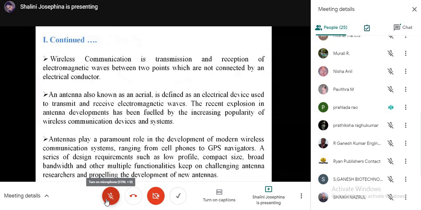You might have seen various types of antennas like the Yagi-Uda antenna. Yagi-Uda antenna is the one that you can see on your terrace, which is used to receive television signals. You also have the dish antenna, the rhombic antenna, horn antenna, parabolic reflector. Okay, next slide, madam.